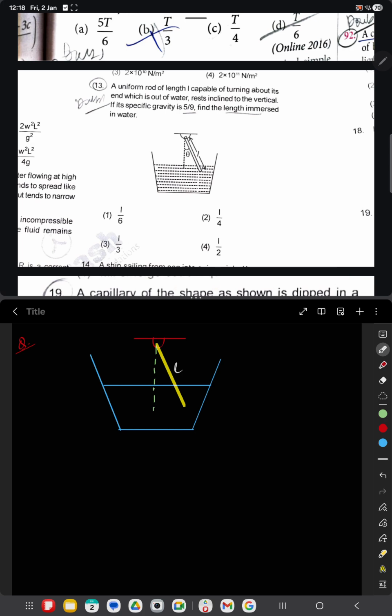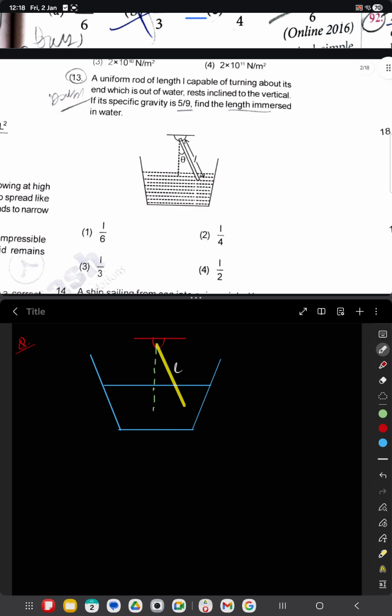So in question number 13, this is a good question from fluid mechanics, and torque concept will come into play. A uniform rod of length L capable of turning about its end, which is out of water, rests inclined to the vertical, its specific gravity is 5 by 9. Find the length immersed in water.